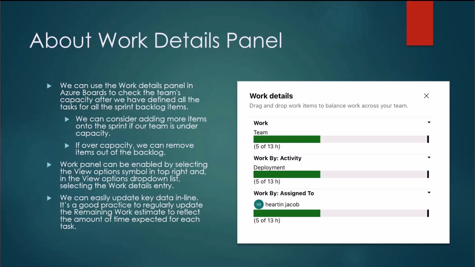The work details panel can be enabled by selecting the view options symbol in the top right. In the view options drop-down list, select the work details entry. We will see that in the lab, don't worry. We can easily update key data inline. It's a good practice to regularly update the remaining work estimate to reflect the amount of time expected for each task. So if you regularly go to your work items and update the remaining capacity, then this work details panel will give you more accurate information.